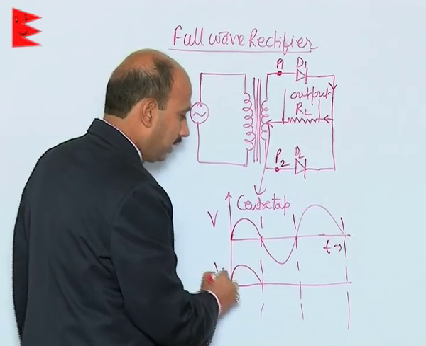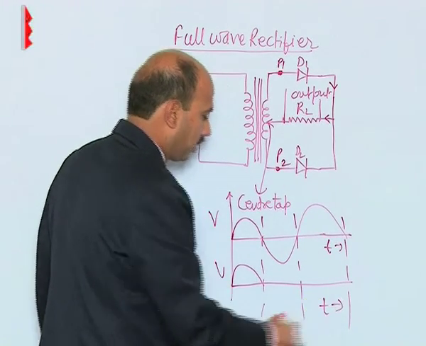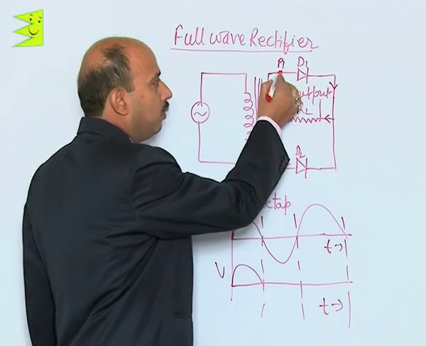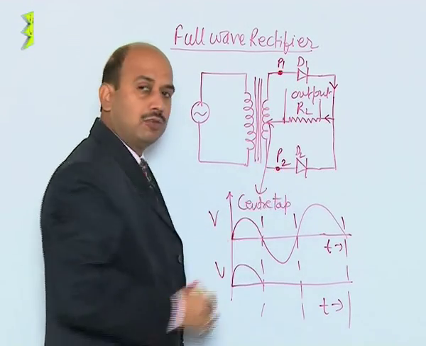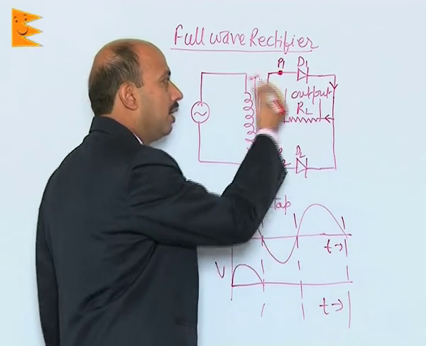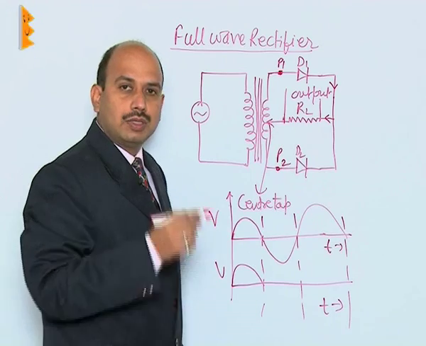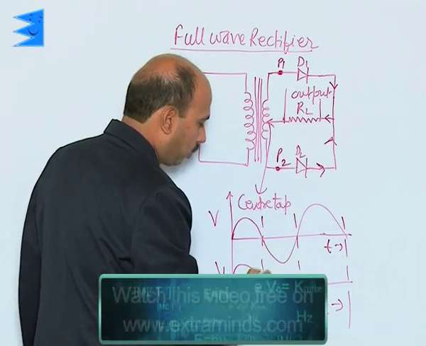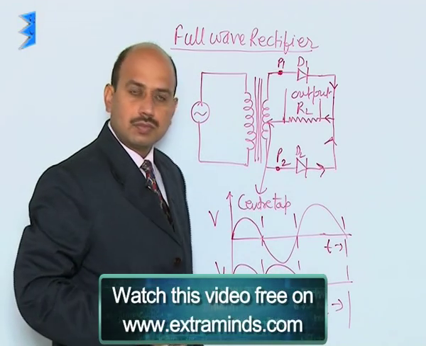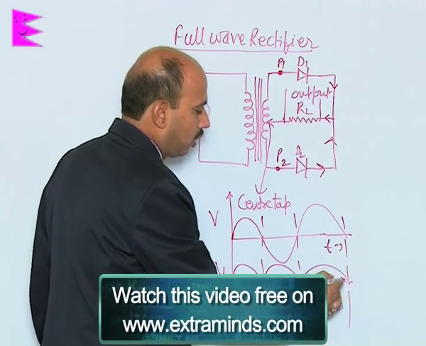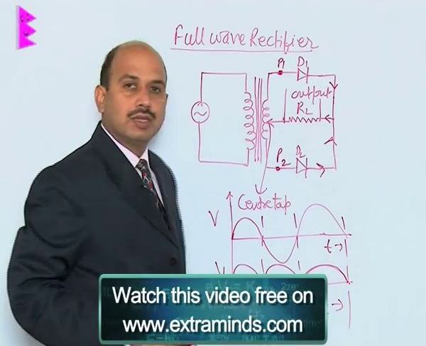But here we can take again V and T. In the next half cycle, the negative half cycle, P1 will be negative but P2 will be positive. When P2 is positive, diode D2 will conduct and D1 will not conduct. Current will be flowing like this, and again we can get output over here. And in the next half cycle again D1 will conduct and D2 will not conduct. So, we will be getting output in this way.